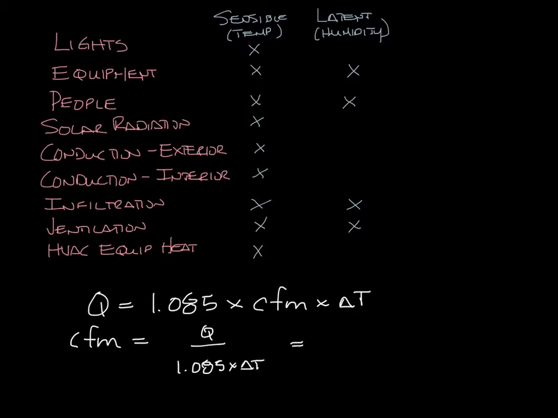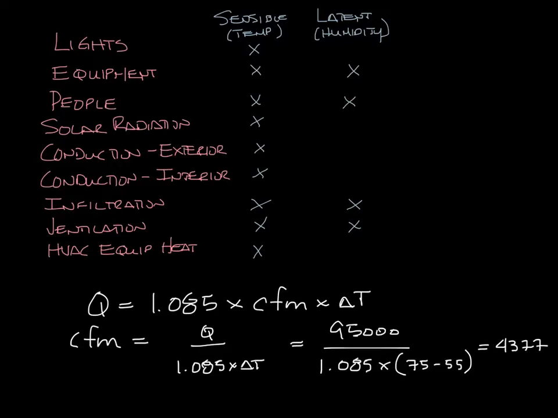So let's say that we've got a total load in a building of 95,000 BTU. And you're supplying 55-degree air, and you want your space to be 75 degrees, so that's 20-degree delta T. And you do the math here, and that comes out to 4377 CFM. So you need about 4,400 CFM to handle the load of this space.